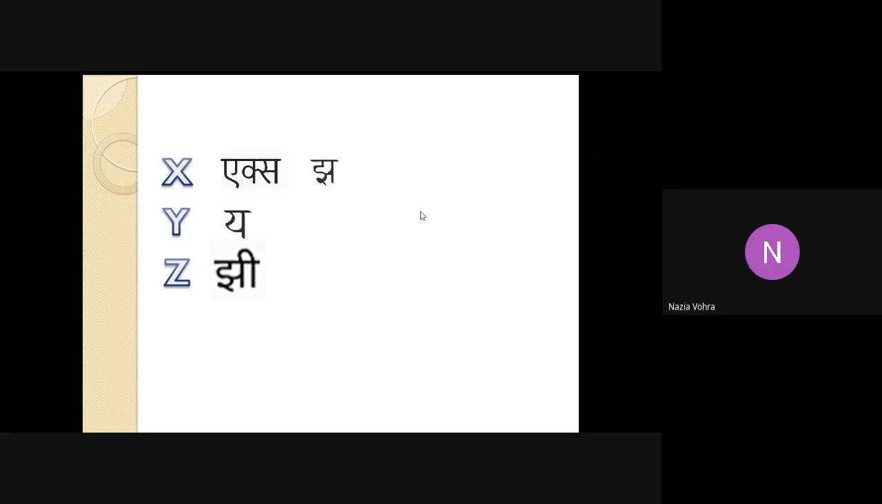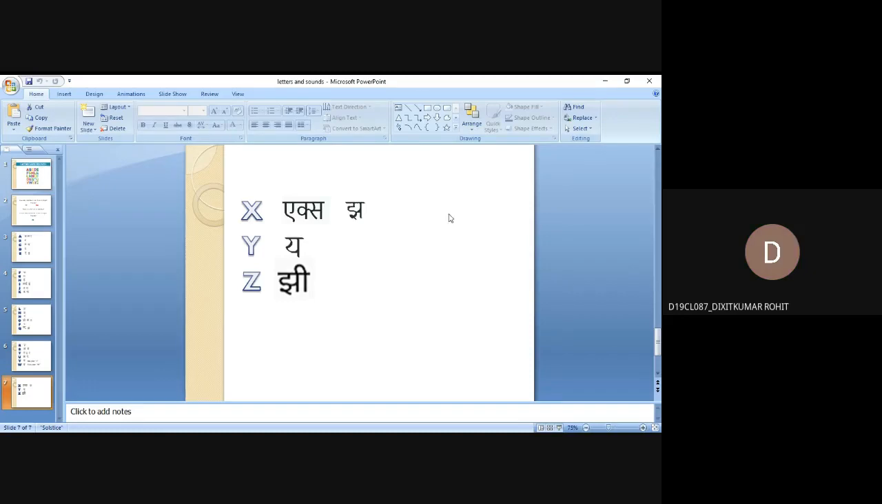But Z is again an American word. So it could be Z, it could be Zed. It's fine. Both the pronunciations are correct. Clear? So any doubts with the letters? No. Sure? No.